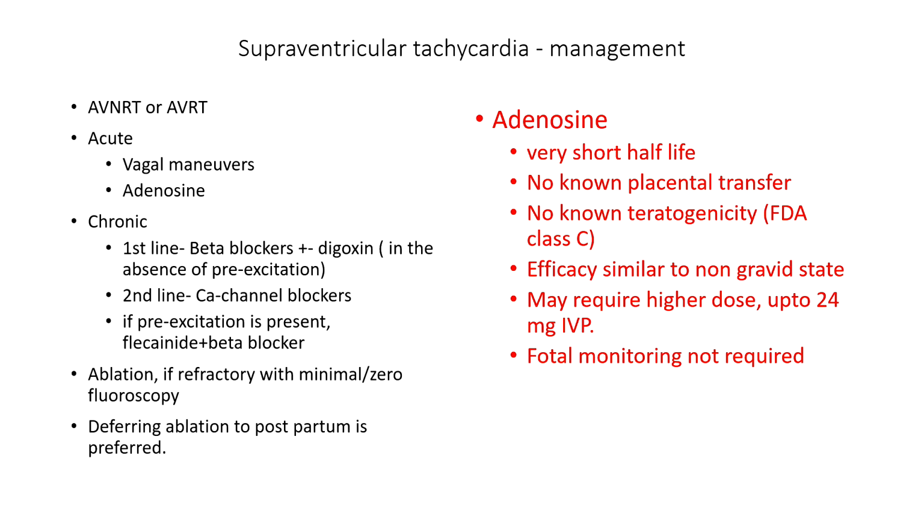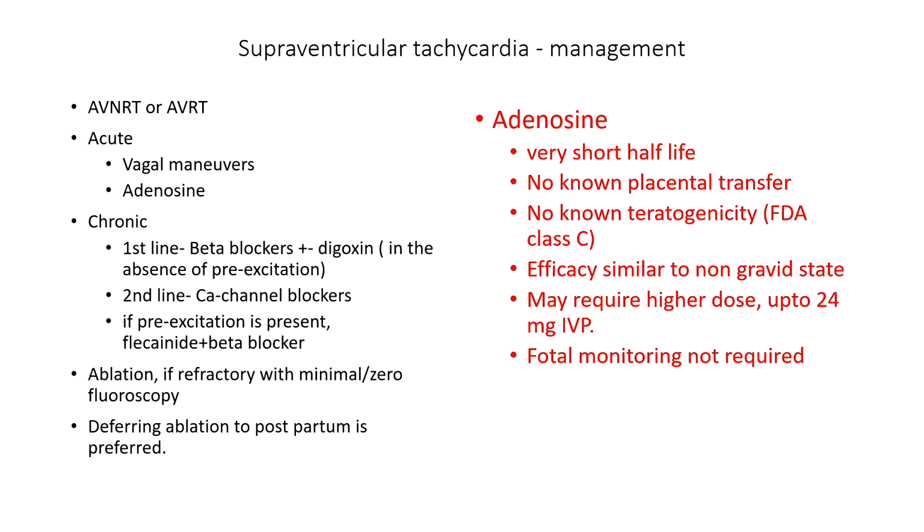Then for maintenance of sinus rhythm and to prevent relapses, first line would be a beta blocker with or without digoxin in the absence of pre-excitation. And the second line agent would be a calcium channel blocker, especially verapamil. If pre-excitation on the ECG is present, then you cannot give digoxin, and the drug of choice here is flecainide plus beta blocker, because digoxin can aggravate atrial fibrillation over the accessory pathway and lead to ventricular fibrillation.